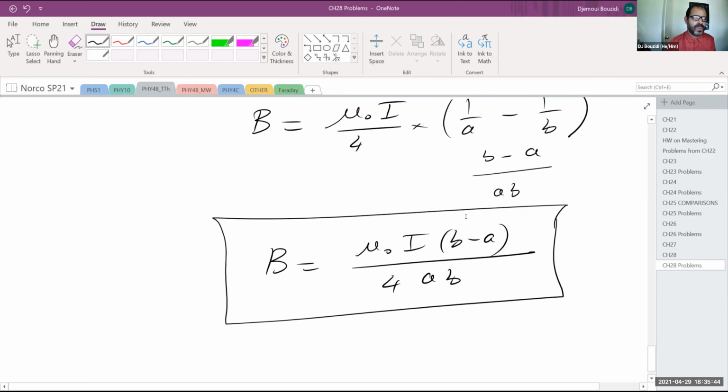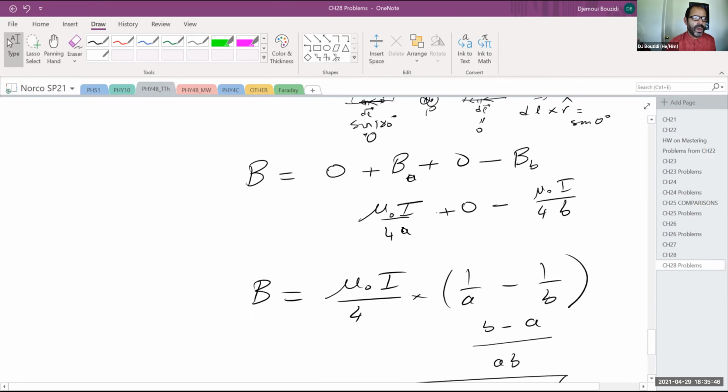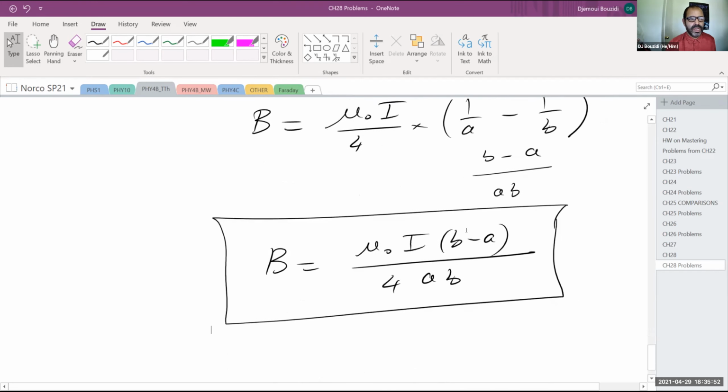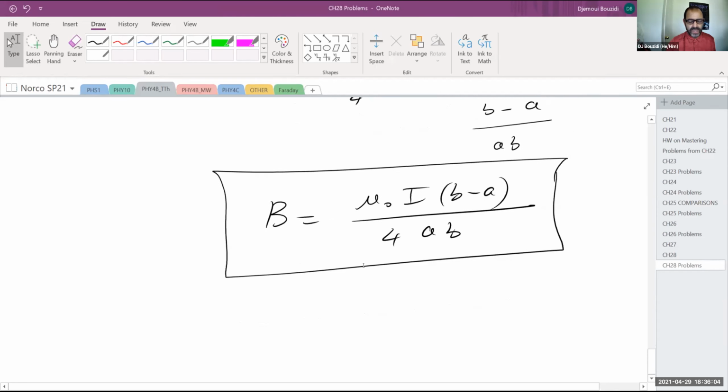The reason why is because this value, 1 over A, is bigger than 1 over B, because A is less than B. Written in this format, it's clearly positive. B minus A is positive because B is greater than A, and A times B is just the radii, which is positive. It can never be negative. So in this case, the magnetic field is coming out of the screen. So that answers problem 62. Okay, so let me jump into problem 67.